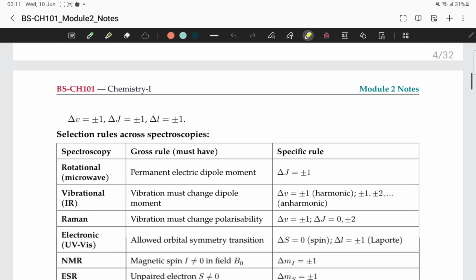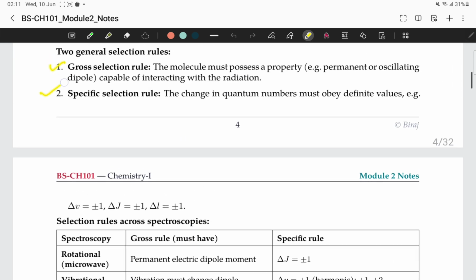Without further delay, we have two general selection rules: the gross selection rule and the specific selection rule. In the gross selection rule, the molecule must possess a permanent or oscillating dipole capable of interacting with the radiation. This means that when a molecular property changes, there is a permanent or oscillating dipole. The specific selection rule says the change in quantum number must obey definite values.